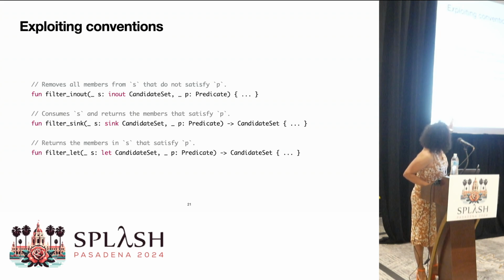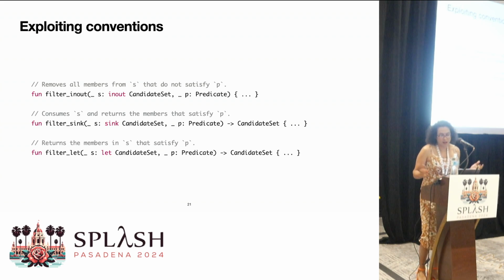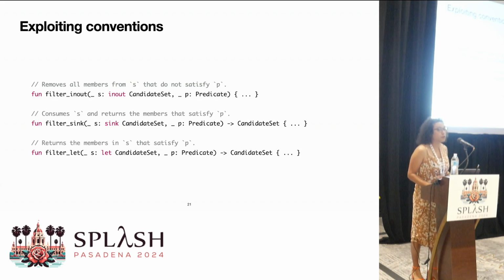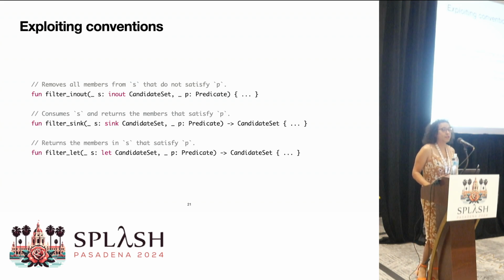So here, for instance, I have all these different filters: filter inout, filter sink that is consuming, and another filter that is copying its argument. And I could use filter sink if I know for a fact that I will not be using the argument anymore. And so if I do that, then I can rely on this implementation that will be more efficient in this case, because if I don't need the contents anymore, then I can maybe reuse the existing storage rather than using filter let, which will inevitably allocate new storage.